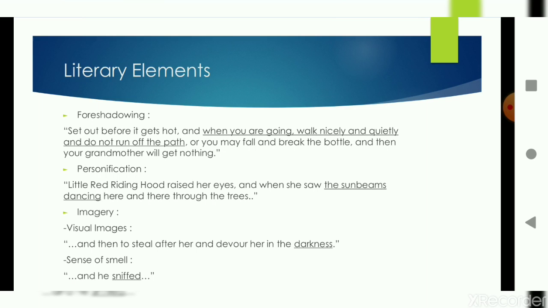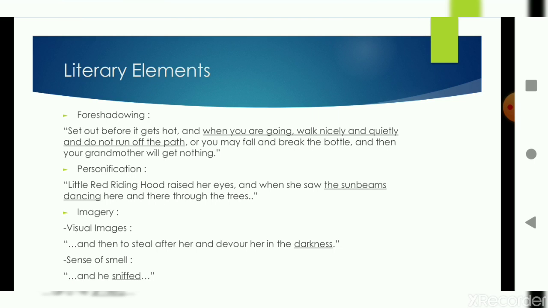And we have literary elements. First, we have foreshadowing. In the story, Little Red Riding Hood's mother says: set out before it gets hot, and when you are going, walk nicely and quietly and do not run off the path, or you may fall and break the bottle, and then your grandmother will get nothing.